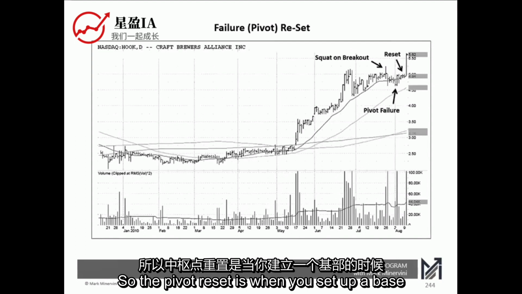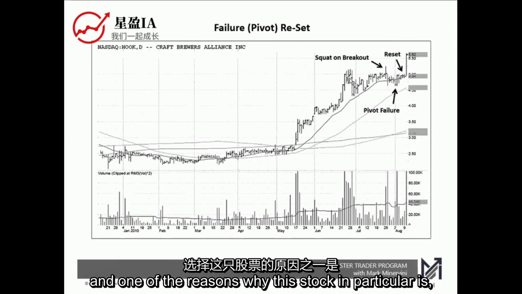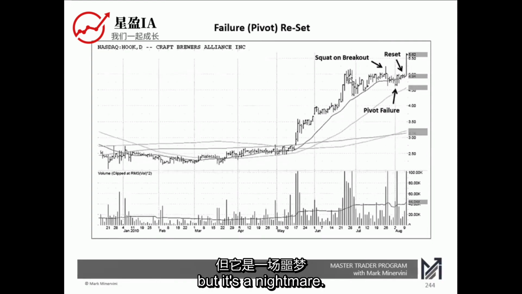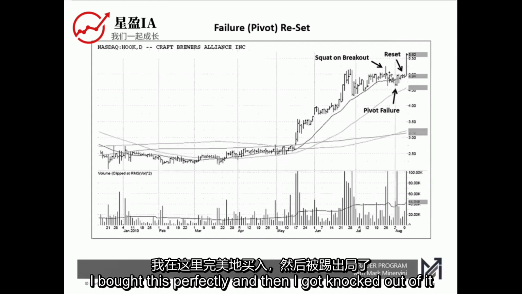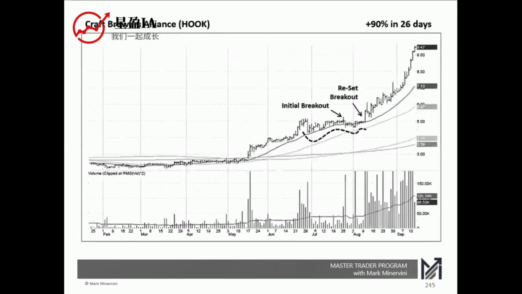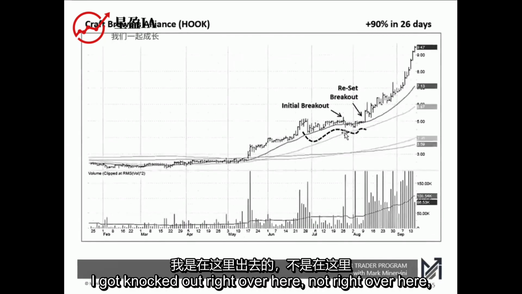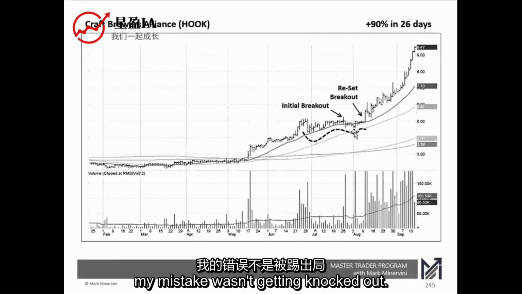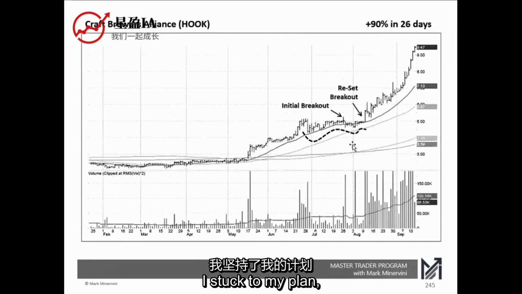So the pivot reset is when you set up a base. And one of the reasons why this stock in particular is near and dear to me, but it's a nightmare, is because I was in this. I bought this perfectly, and then I got knocked out of it, and then it reset and just blasted off to the moon. I'll show you right here. So here's where I bought it. I got knocked out over here. And my mistake wasn't getting knocked out. I stuck to my plan.